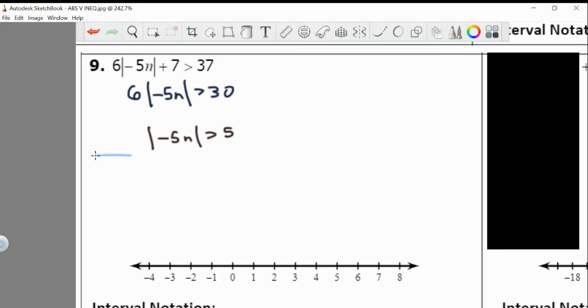So now, we need to split it out. One needs to be exactly the same. One needs to be the opposite. So it would be negative 5 and should be less than negative 5. Everybody cool with those two? Okay, now, how do we get the n by itself?